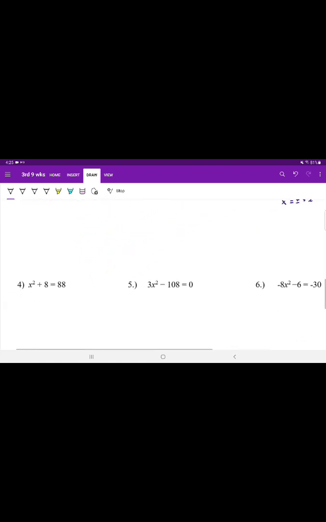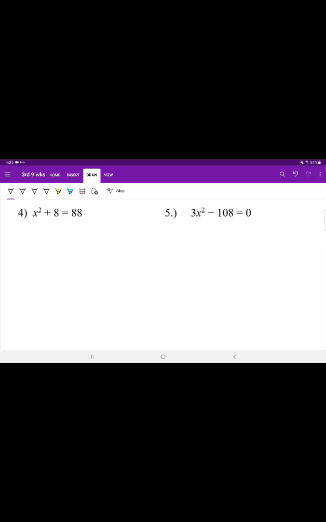Okay, let's see, next problem. x squared plus 8 equals 88. It doesn't have to equal 0. You can still work with this. Subtract the 8 from both sides, just like so. We're going to get x squared equals 88 minus 8, which is 80. Great. Isolated, we'll square root both sides.